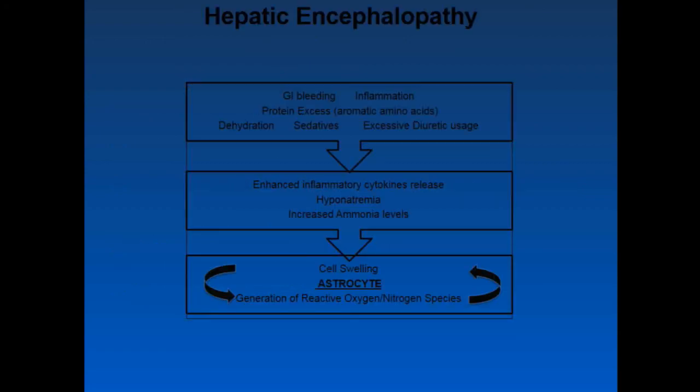And hepatic encephalopathy, we talked about this. What are the trigger factors? GI bleeding, inflammation with infection, excess protein from dietary indiscretion, dehydration, sedatives, excessive diuretic usage too. That leads to hyponatremia, increased ammonia levels, cytokine release, astrocyte swelling, and obviously encephalopathy.